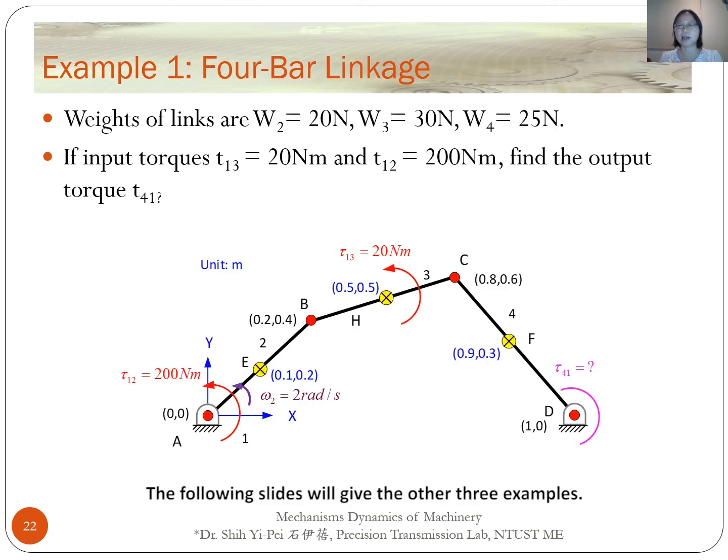The following slide will give the other three examples. This is a four-bar linkage. This case gives two input torques, 200 Nm acting on link 2 and 20 Nm acting on link 3. The weights of links are considered here. They are 20, 30, and 25 for link 2, 3, and 4 respectively.